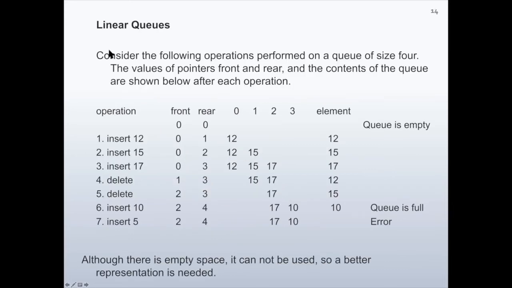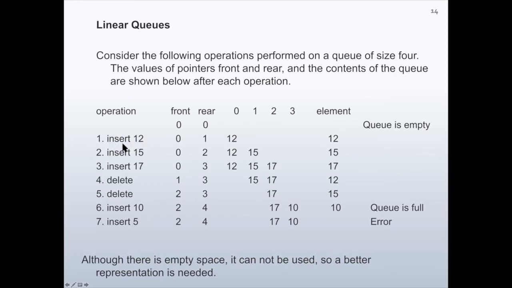First, we are considering the linear queues. Consider the following operations performed on a queue of size 4. The values of pointers front and rear and the contents of the queue are shown below after each operation. Here the operation is explained. Initially front and rear are set to 0. We have 4 locations in the array of the queue indexed as 0, 1, 2, and 3. And this is the element inserted or removed from the queue. Initially front and rear are 0, queue is empty.